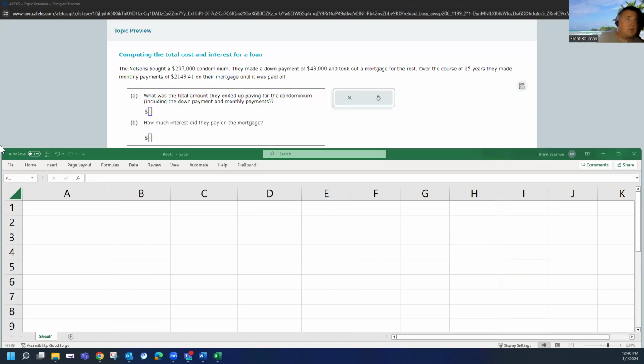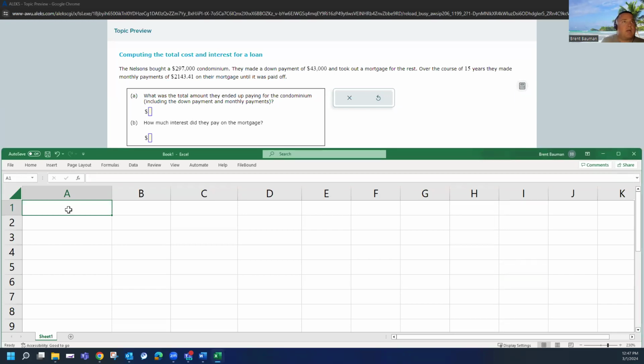Hello, class. I want to go ahead and go over computing the total cost and interest for a loan. So this one, we just need to be careful with what we have and what we're actually calculating because we're given a lot of parts to work with. So I'm going to just set this up in Excel and see if we can keep everything organized.